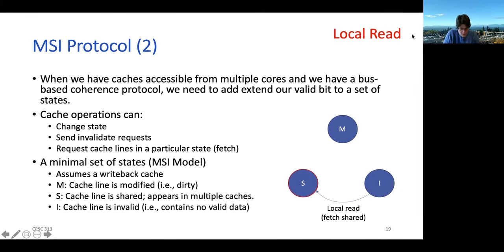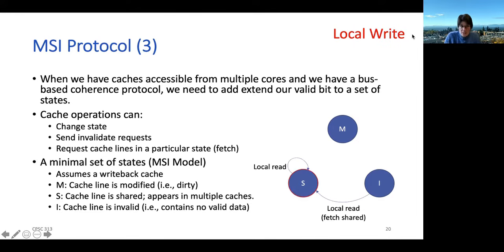Right now, I'm being very myopic from my one processor. I did a read, I go in the shared state. Now, if I continue doing reads, I'm just going to stay in the shared state. Nothing changes. What happens if I now want to write that data? So we're assuming a write back cache.